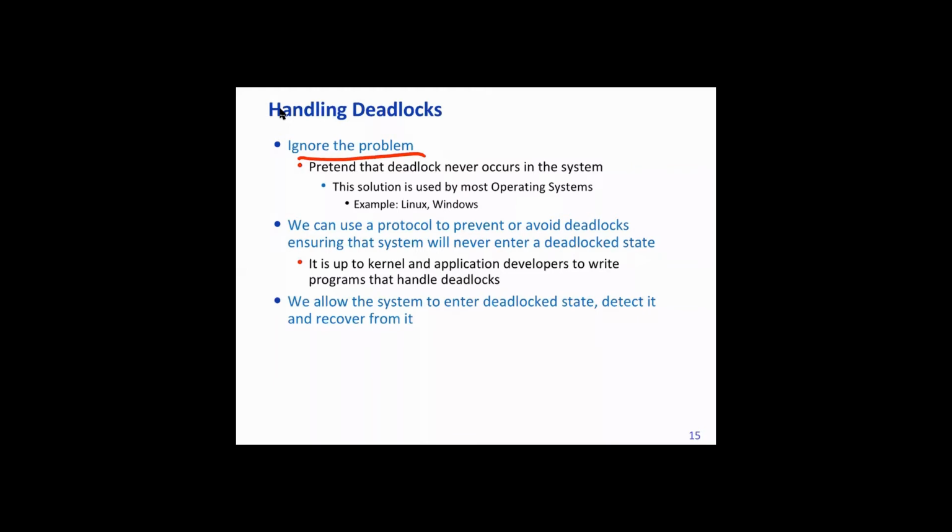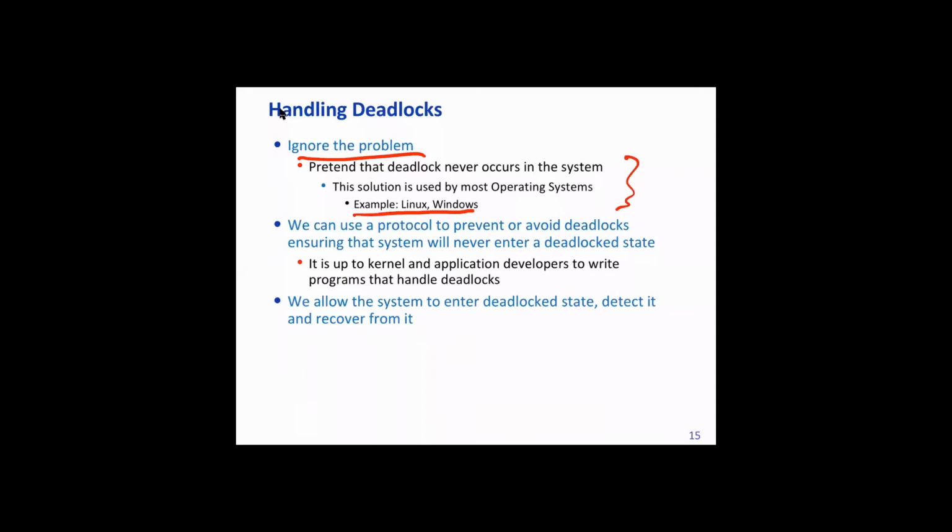Now this is followed by Linux and Windows and maybe a few other operating systems, because this is the simplest scheme, right? Deadlock detection and recovering from it could be very expensive.